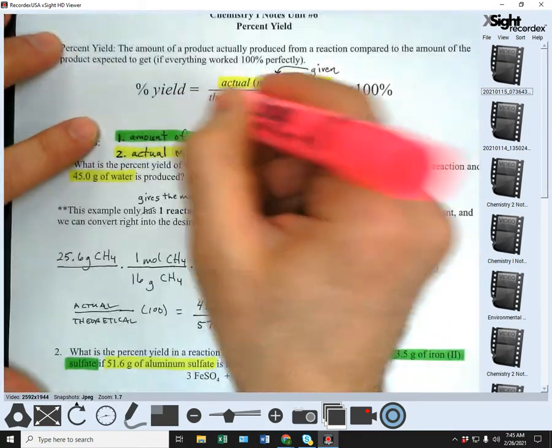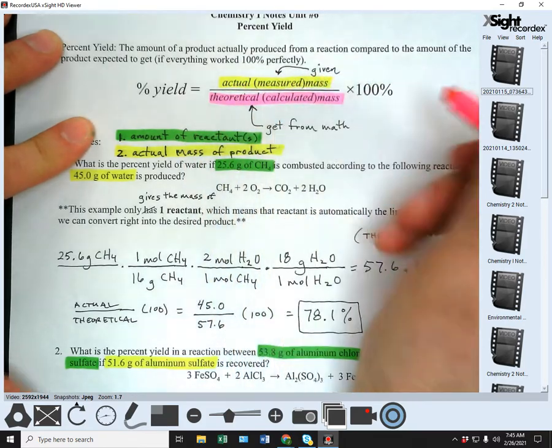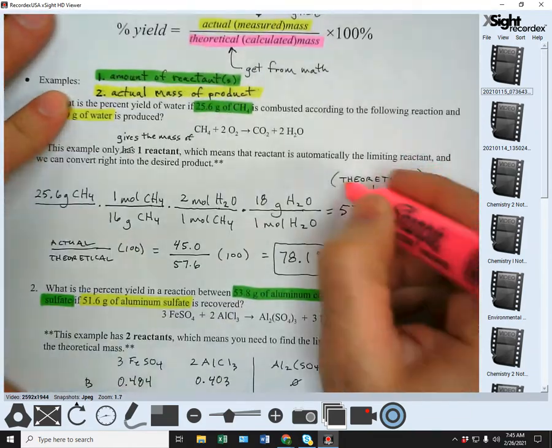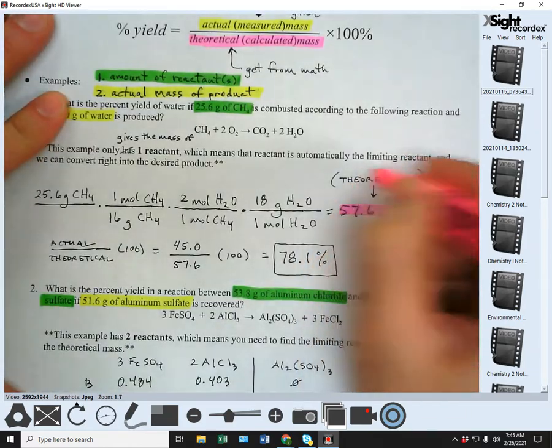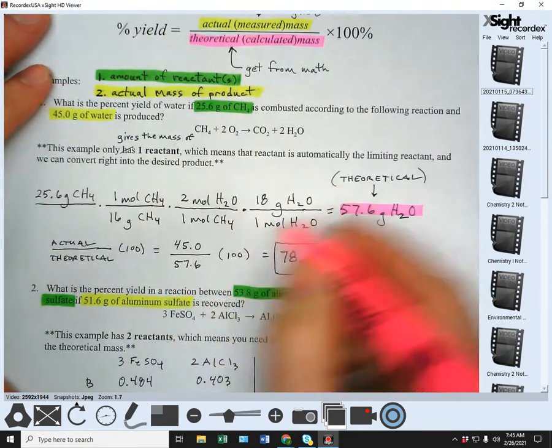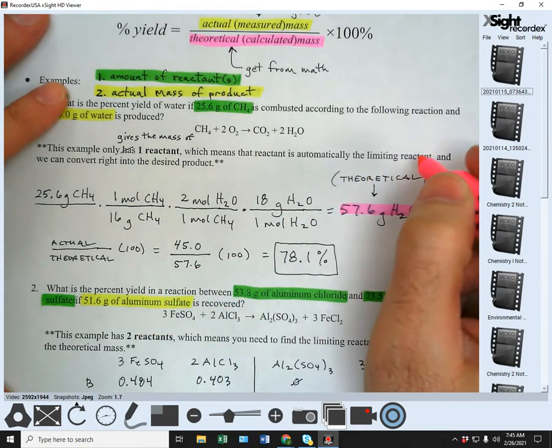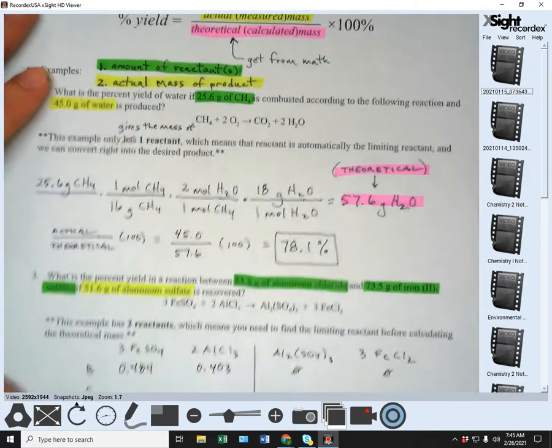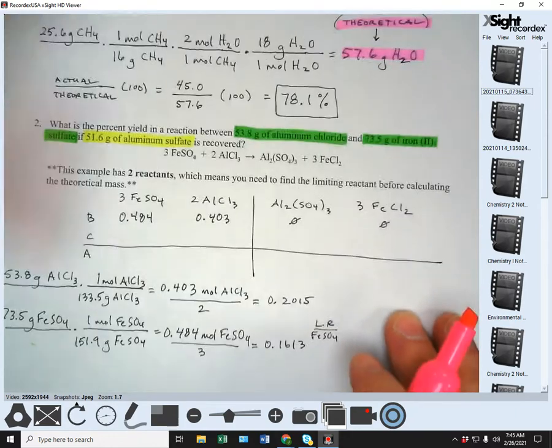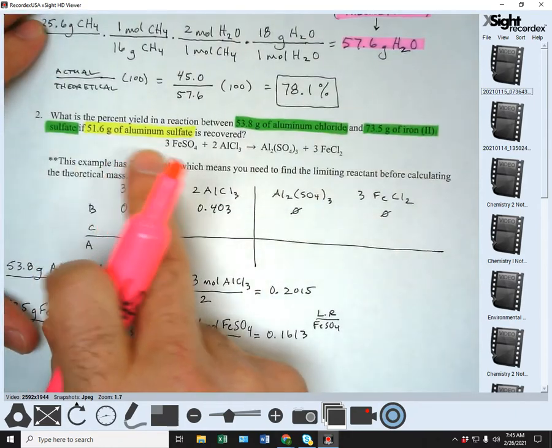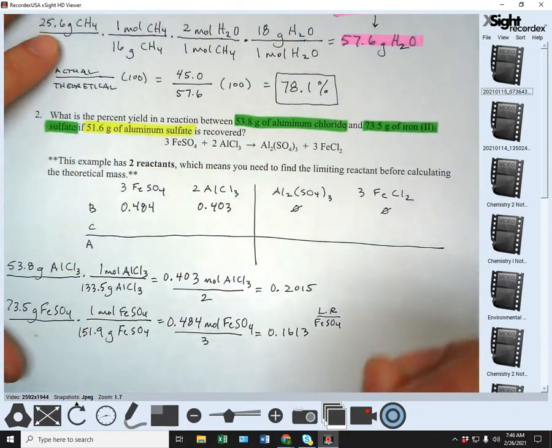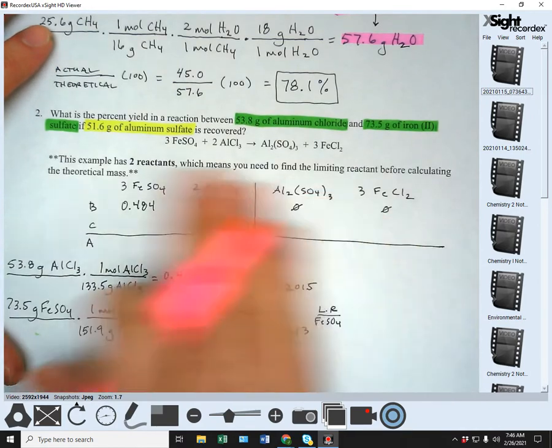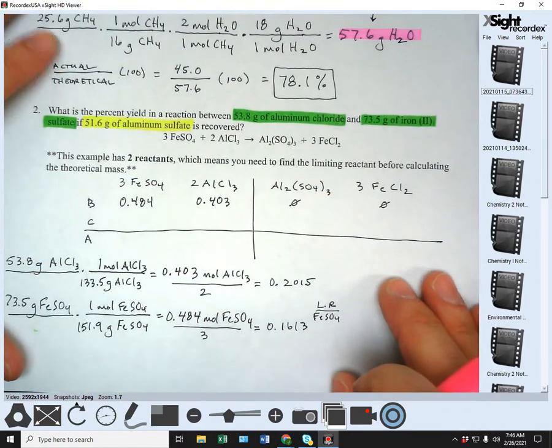So theoretical. In the first problem, this was our theoretical right here. And our second problem here, we need to find the amount of aluminum sulfate that should be made if everything works perfectly. On our BCA chart, where is that going to be found?